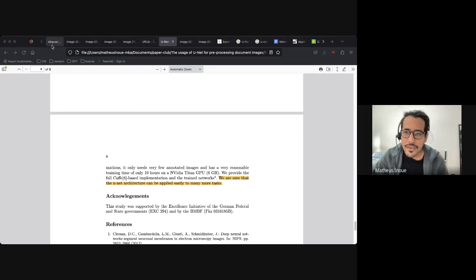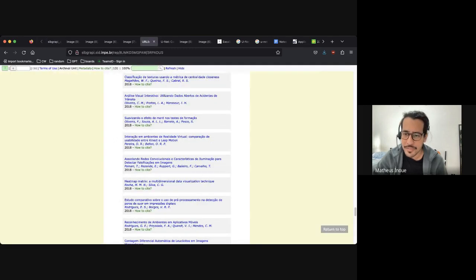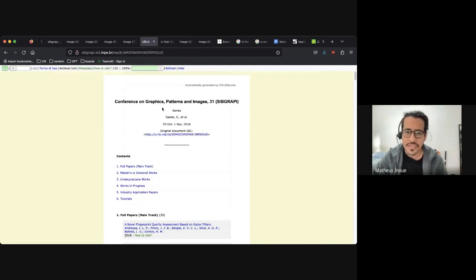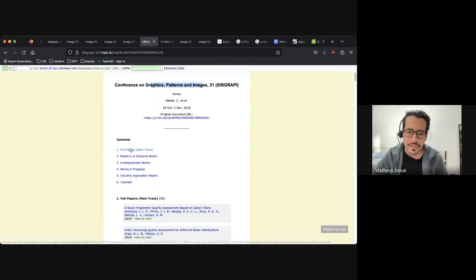Okay, guys, so now we kind of have time. Okay, that's good. So I'm going to talk about this other paper. It's a really short paper: the usage of UNET for pre-processing document images. This paper was published at the SIBGRAPI conference, which is the Graphics, Patterns, and Images conference. Just to give context on why this paper is so short, it's just 4 pages.